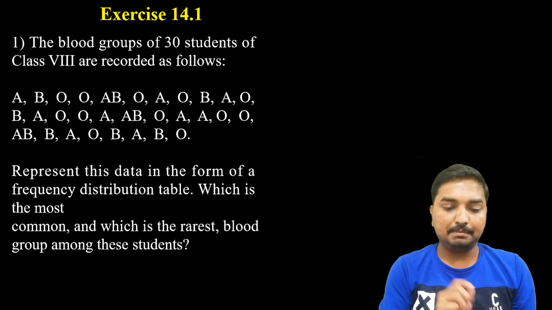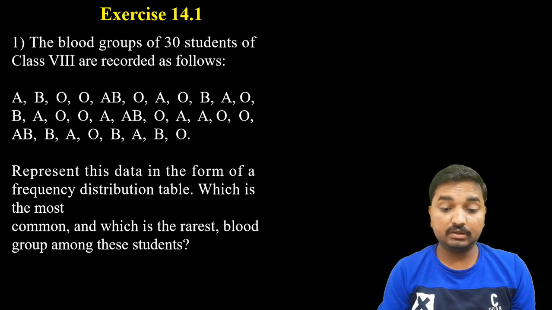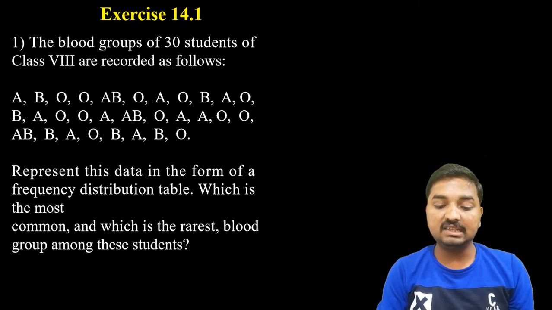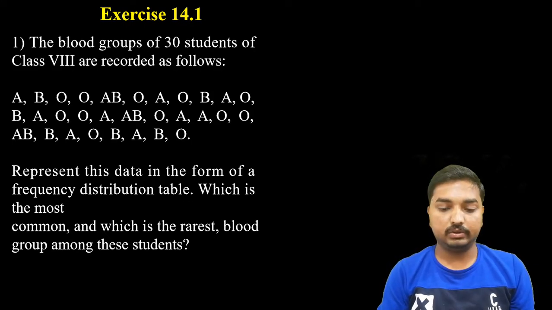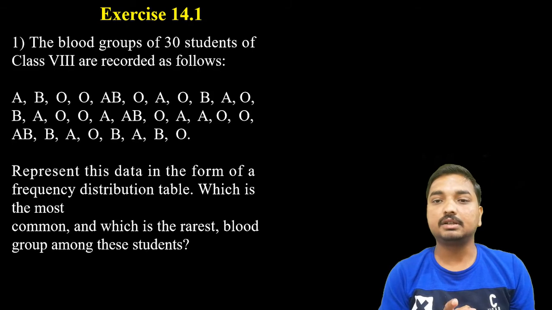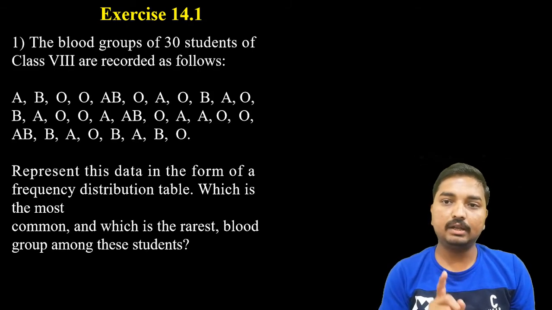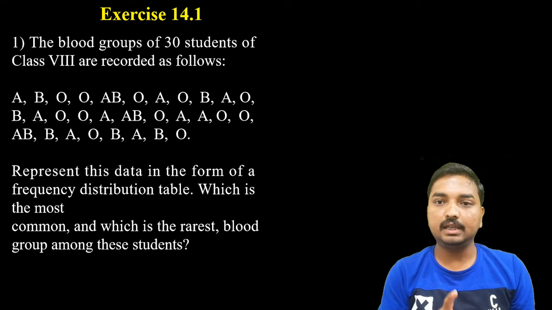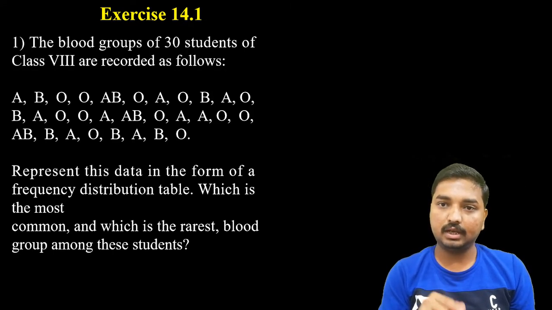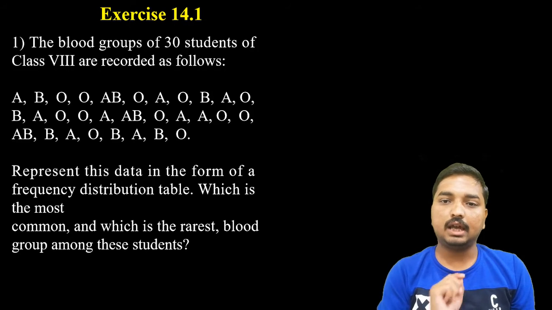Next, represent this data in the form of a frequency distribution table, and say which is the most common and which is the rarest blood group among these students. After presentation of data, one more additional question is there: which is the most common and which is the rarest blood group. This will be possible only on presentation. So that is the advantage of presentation. In the last class I told you what the advantage of presentation is. The same thing here also. After the presentation you can answer an additional question.